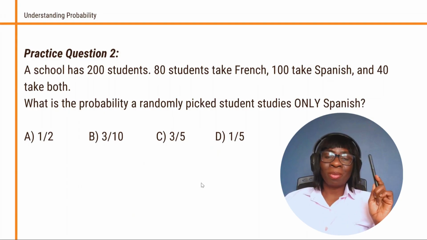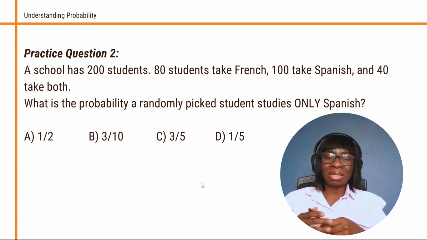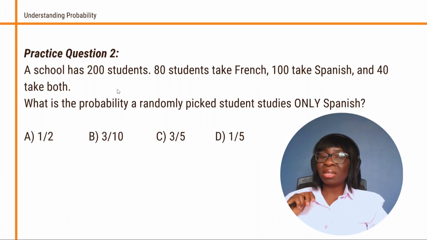What you did is, 100 students take Spanish, so you said 100 over 200. Well, that is not the correct answer because the question says the total students is 200. Yes, 80 students take French, 100 take Spanish, and 40 take both. So 40 take both means that out of the 100 students that take Spanish, 40 of them also take French.